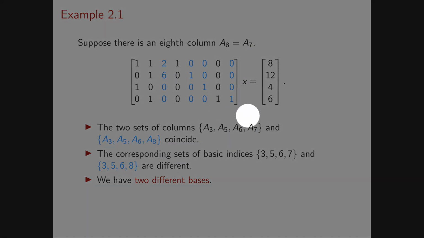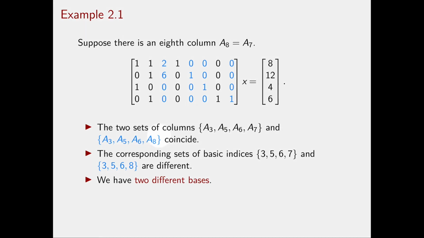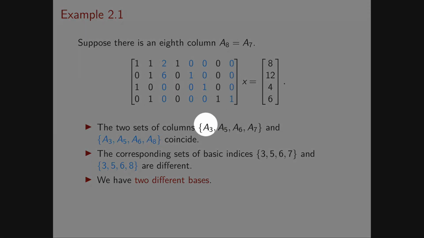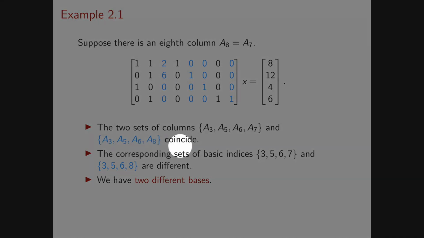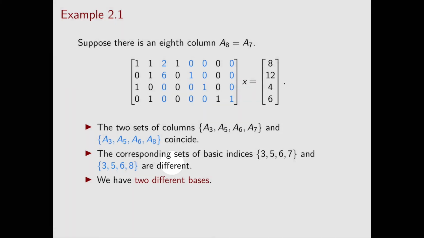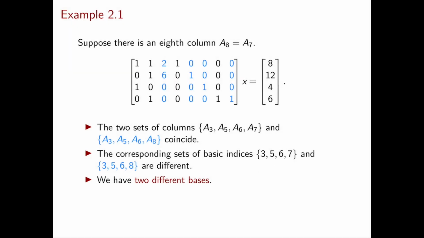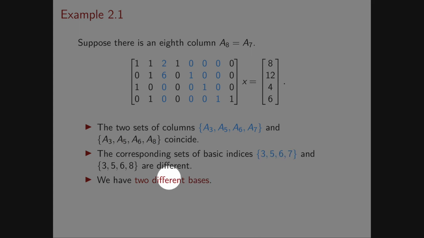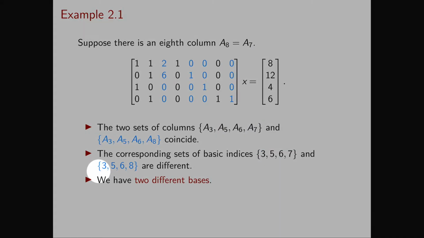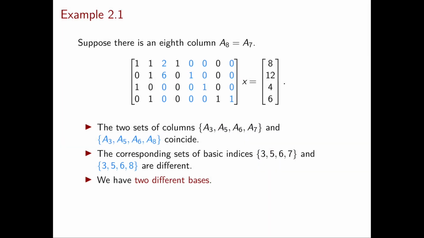Now, since I have only exchanged the seventh column with the eighth one, and these two columns were exactly the same, the two sets of columns actually coincide. However, the sets of basic indices are different because in the first we had 3, 5, 6, and 7, and in the second we had 3, 5, 6, and 8. Therefore, following our definition, we have two different bases.